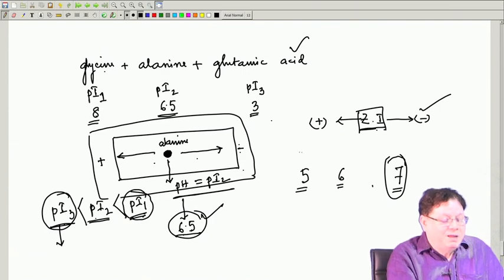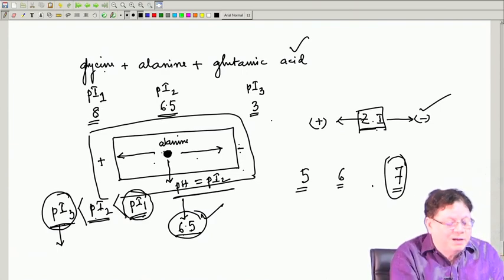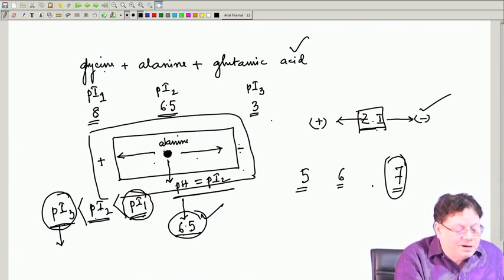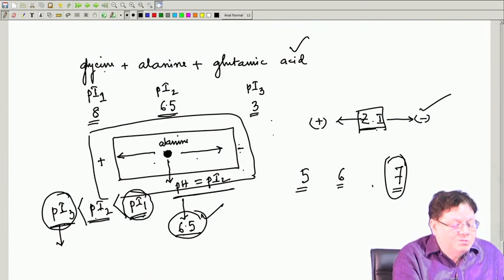Now, what will happen? Alanine, being neutral at 6.5, will not move; it will remain here. What will happen to the other 2? They will remain as charged species. Now, the question is what will their charges be?